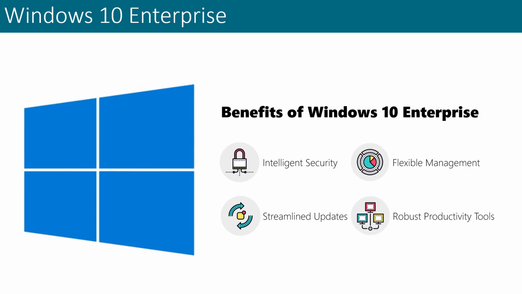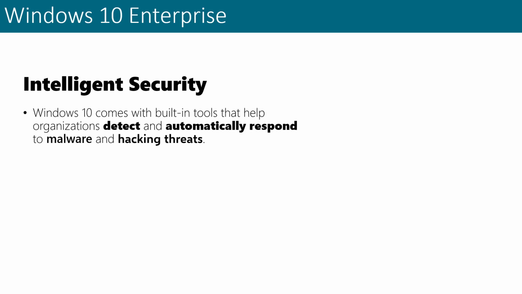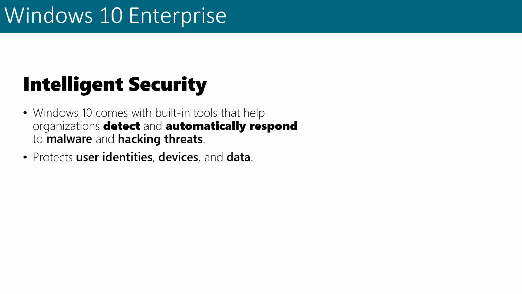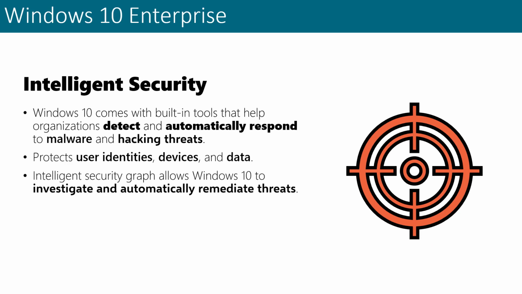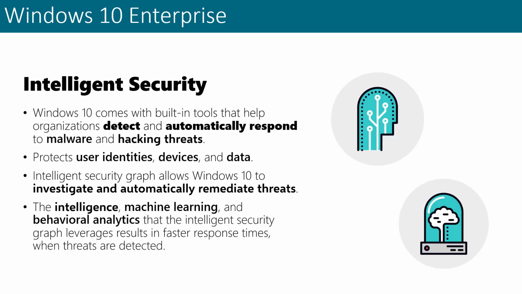Windows 10 comes with built-in tools that help organizations detect and automatically respond to even the most sophisticated malware and hacking threats. It provides protection for not only user identities and devices, but also data. The Intelligent Security Graph allows Windows 10 to investigate and automatically remediate threats as they evolve. The intelligence, machine learning, and behavioral analytics that the Intelligent Security Graph leverages results in faster response times when threats are detected. The best part about all this protection is that it's built in.